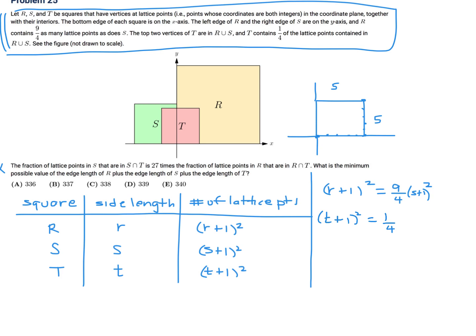Well, the R union S basically is the number of lattice points in R, which is (R plus 1), plus the number of lattice points in S, which is (S plus 1). Now we have to subtract what's common. And the common lattice points to R and S would be the ones on that line, the border between R and S. And that's basically going to be S plus 1. It's just the lattice points along that y-axis, basically.